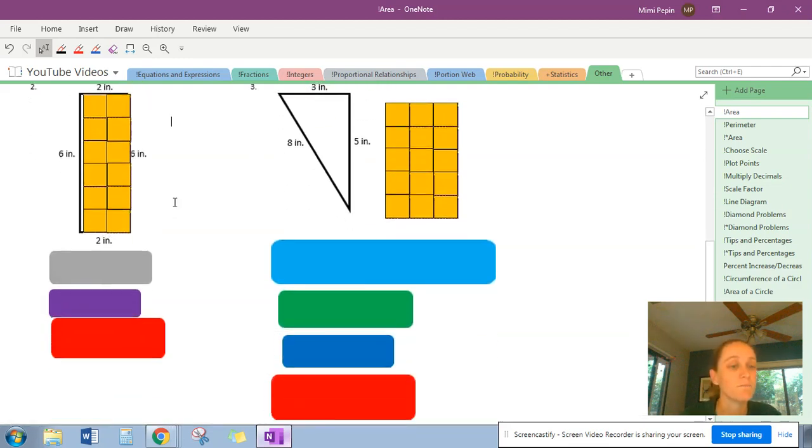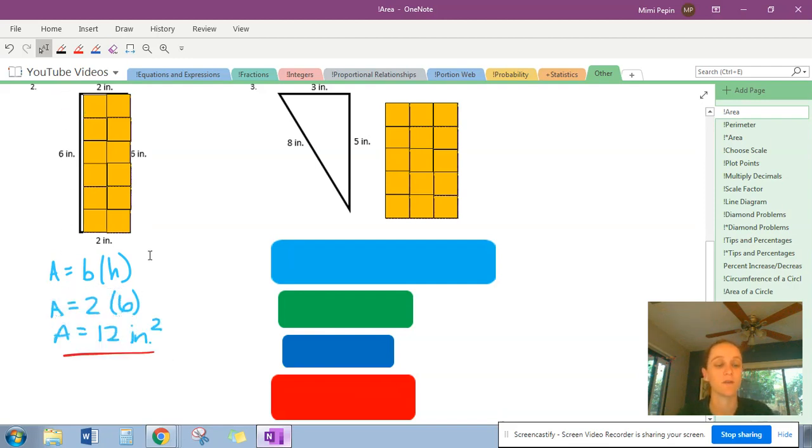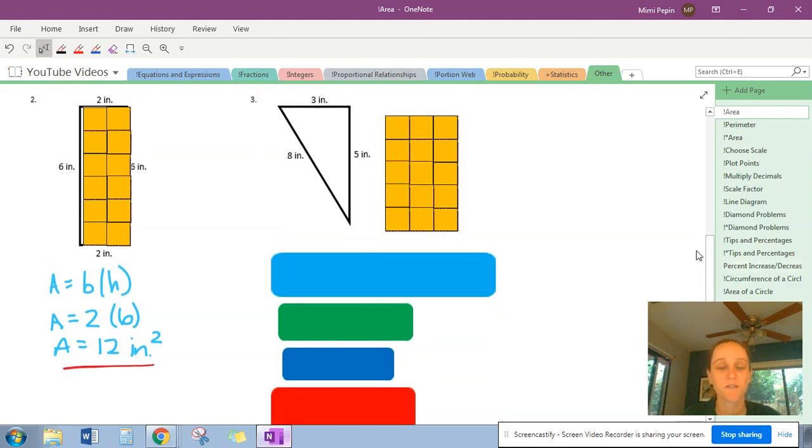I can see that I have 12 Cheez-Its, or if I wanted to use the formula, I could see that it's 2 inches times 6 inches, and that would give me 12 square inches. I know that it goes 2 across because it's 2 inches, and then it's 6 high because it's 6 inches here.